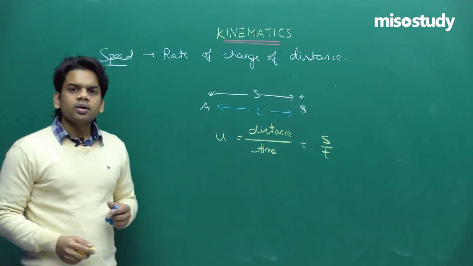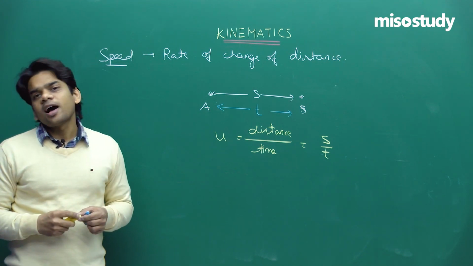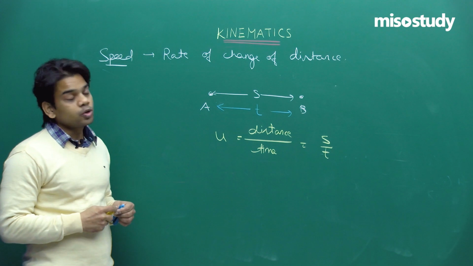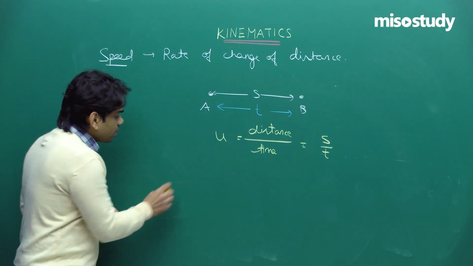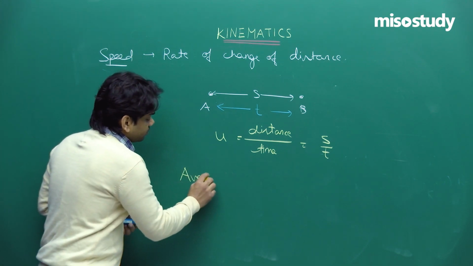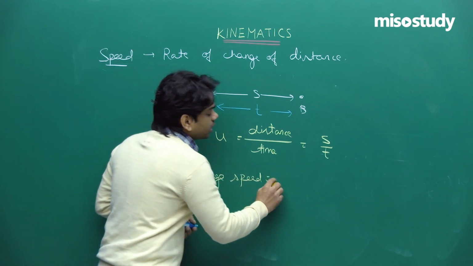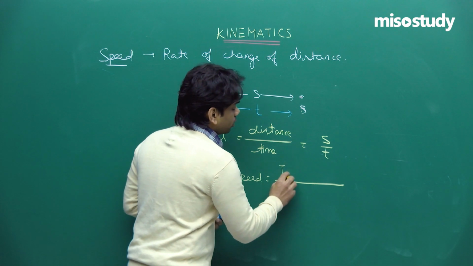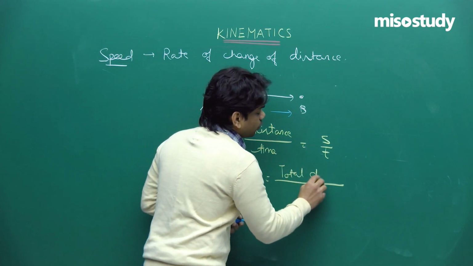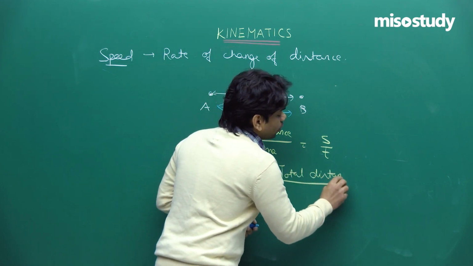Now even we can write this as average speed, because we are talking about the total distance traversed. So we can write the average speed term, this will come out to be total distance traversed upon total time.